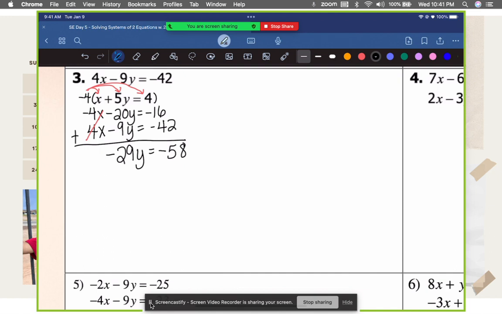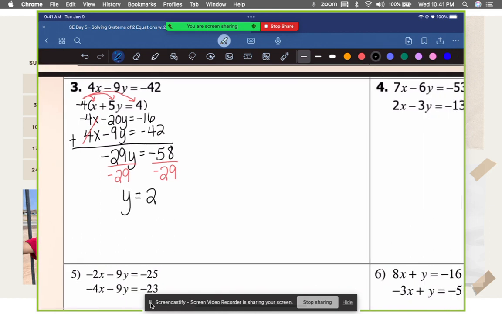Okay. Last thing I'm going to do, divide both sides by negative 29. Go ahead and take a second. Use your calculators to determine negative 58 divided by negative 29. You should get y equals 2. Okay. Now again, we're going to use the y value to find the x value. We can use either of the two equations. I'm going to use the second one because it's a little bit simpler. I'm going to plug 2 in for y.